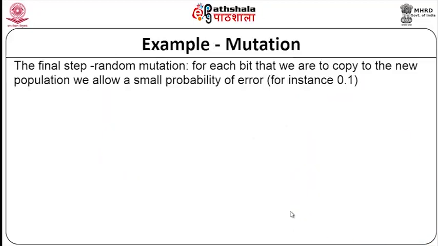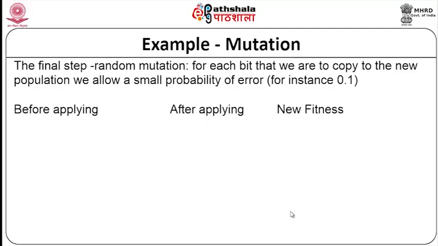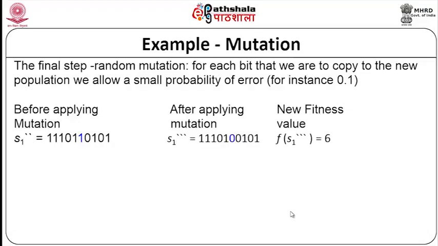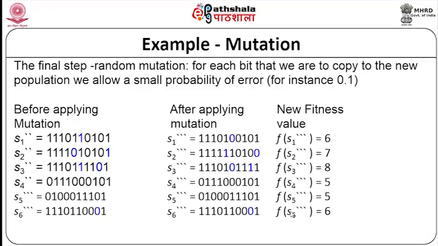So, now to the final step, you have to do a random mutation for each bit that we are to copy to the new population. So, we allow a small probability of error, for example, 0.1. So, before applying and after applying, and the new fitness value, we will see. So, these are the 6, the second generation population, not the initial population, the population after that.